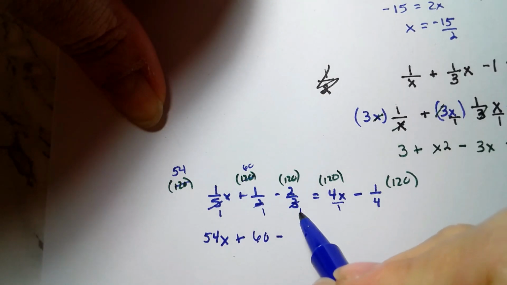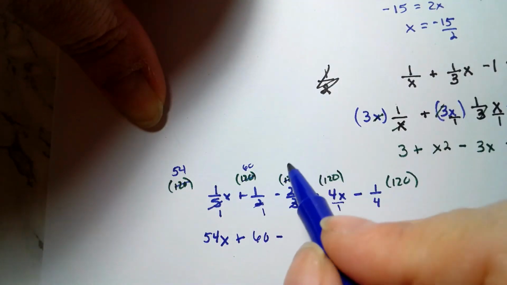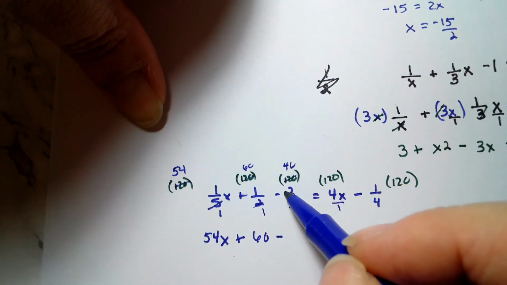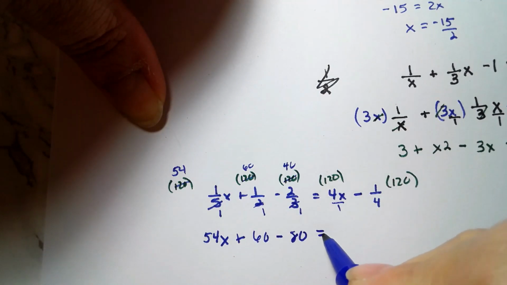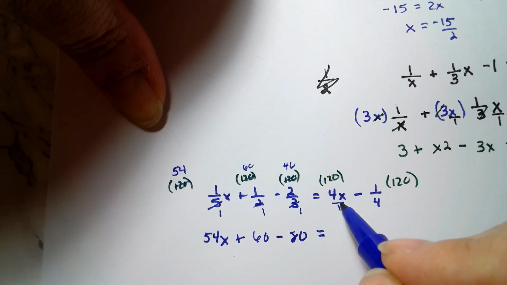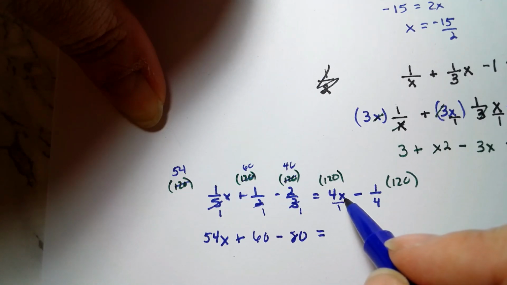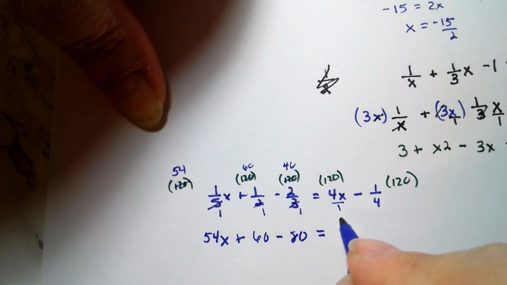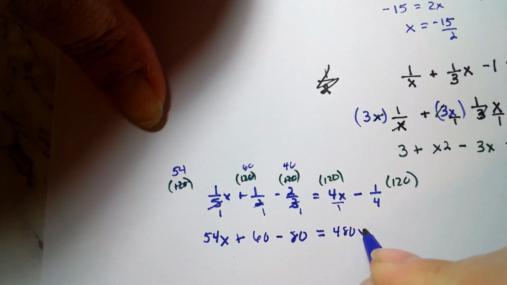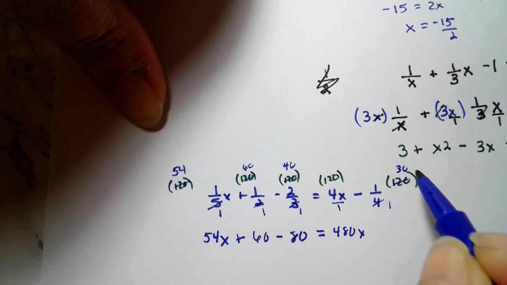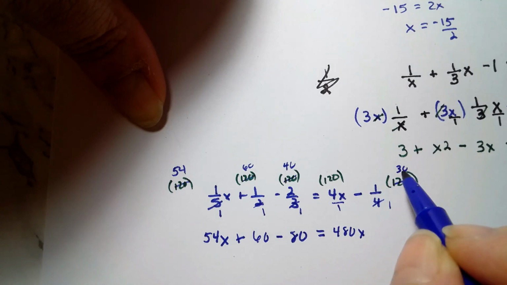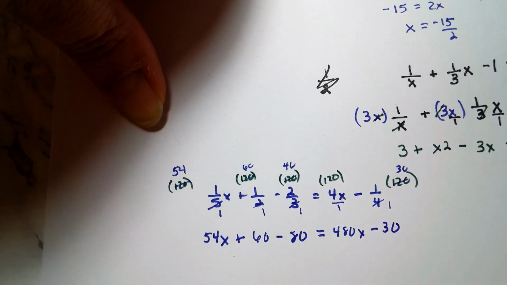3 goes into itself once, it goes into 120, 40 times, so I'm left with 40 times negative 2, well, that's negative 80. Bring down the equals. Here there's nothing to cancel, so it's 120 times 4, which is 480x. And here 4 goes into itself once, and it goes into there 30 times, so I'm left with negative 1 times 30 is negative 30.